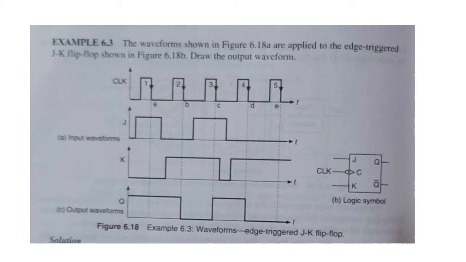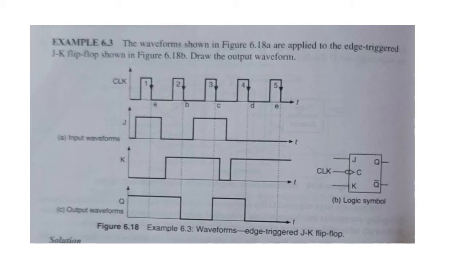Now we can see the output waveform for a JK flip-flop. Given the clock here, 1, 2, 3, 4, 5 signals are there for the clock, and assume that the waveforms for J and K are as shown here. The logic symbol depicts that the clock is a negative edge triggered clock. We can see a small arrowhead on the clock signal at the negative edge, that is, the edge moving from high to low. So that is the negative edge.